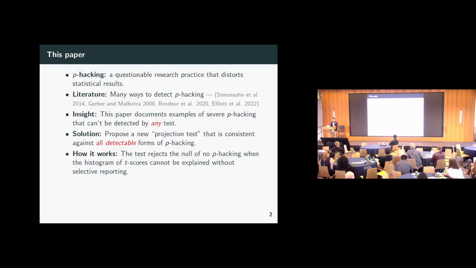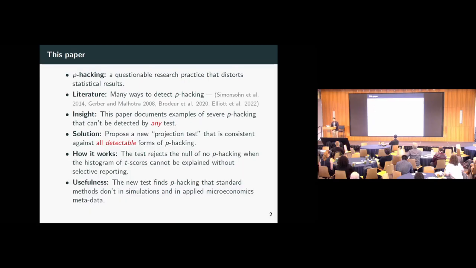How does the test work? The test will reject the null hypothesis of no p-hacking when the histogram of t-scores cannot be explained without resorting to selective reporting. This means that if you look at the histogram of t-scores, there's no way to produce a histogram like that without some sort of selective reporting. That's how the method will work. Other methods look at specific features of the t-curve. Instead, we're going to look at the entire t-curve all at once.